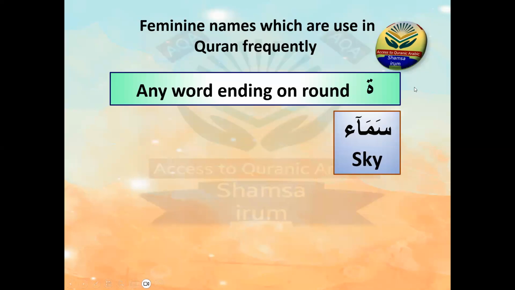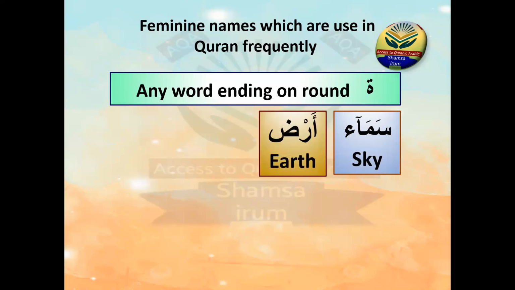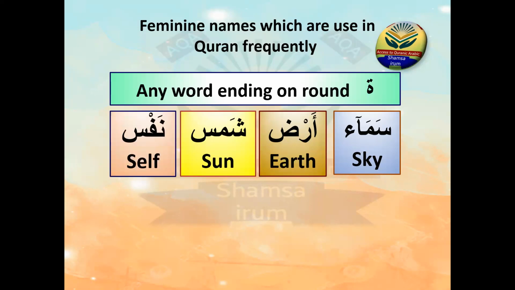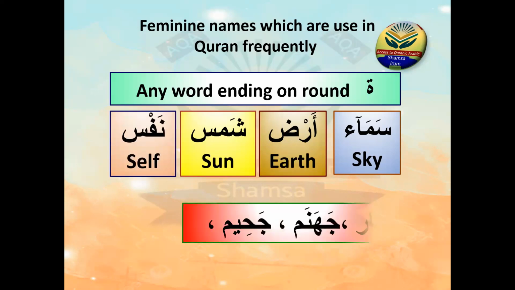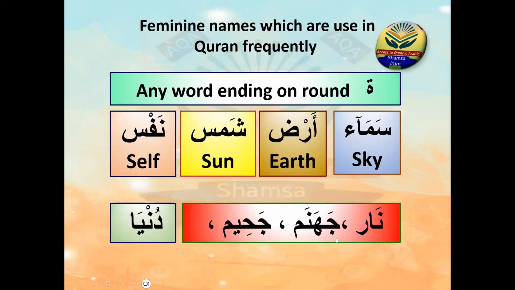Next, you learn these words: sama'un, ardun, shamsun, nafsun. These four words, and the names of fire: narun, jahannam, jahim, and dunya. If you learn all these words, that's enough for understanding the Quran and the gender of these words, because they are used so much and so frequently in the Quran. If you know the gender of these words, that's enough for beginners.